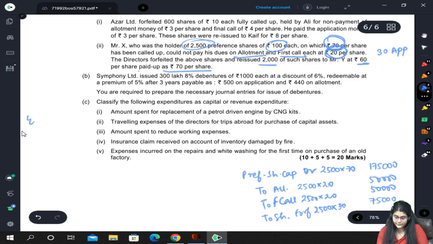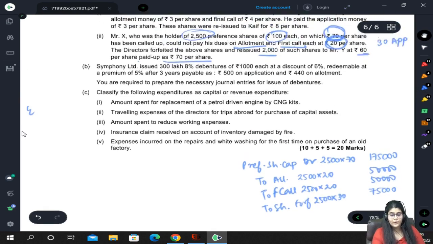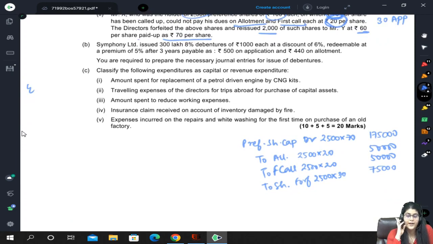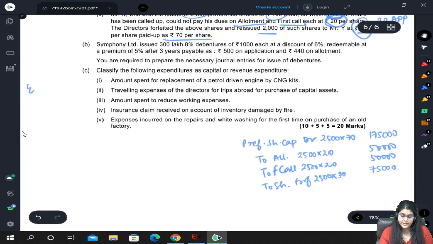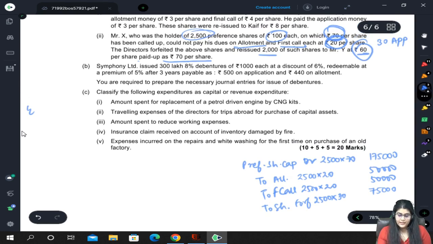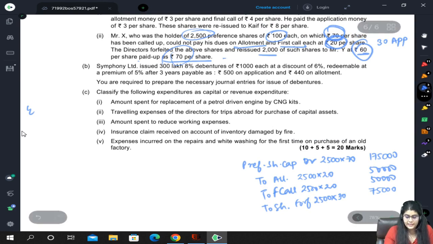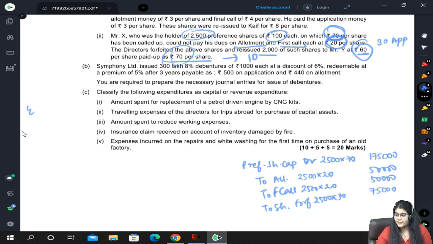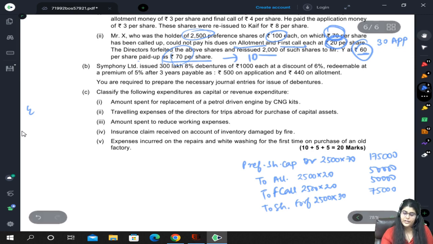Okay, this is done. Now about the reissuing. About the reissuing, we have to be very careful that 2500 shares were forfeited, but only 2000 are reissued. At what price? They are reissued at 60 as 70 per share, paid up as 70. So which basically means 10 rupees per share discount has been given. So this 10 rupees discount should come out from the share forfeiture.